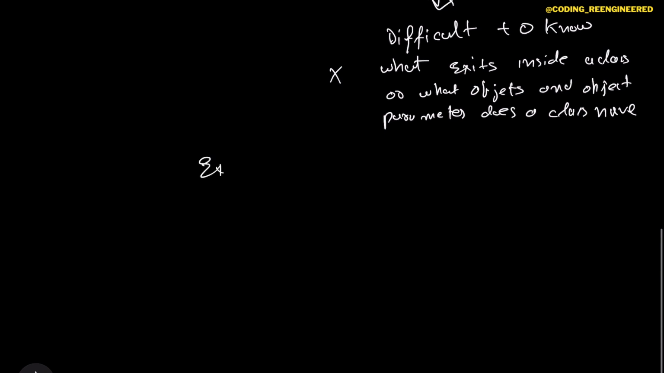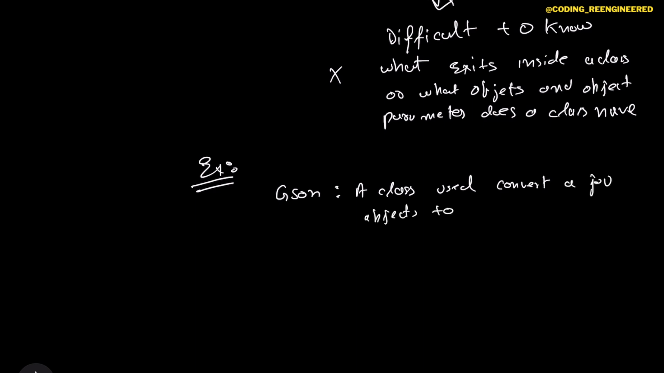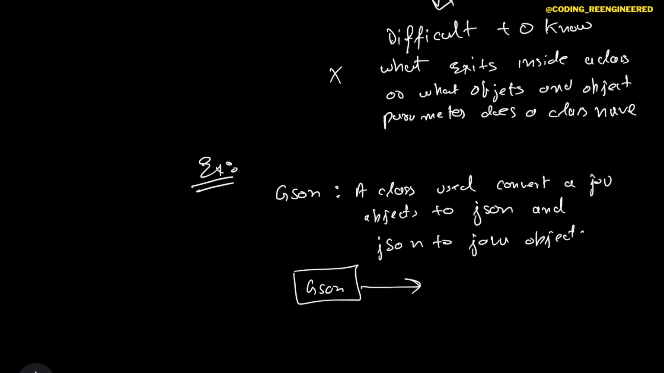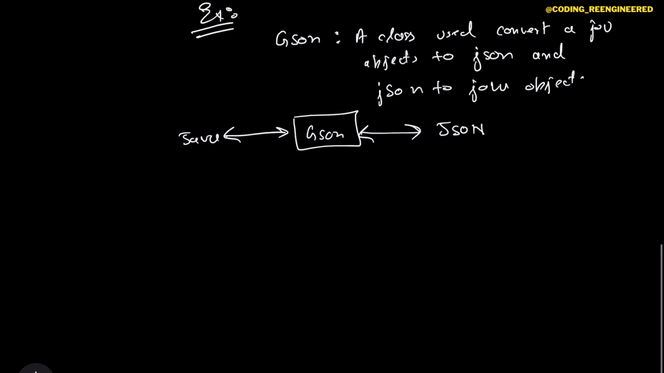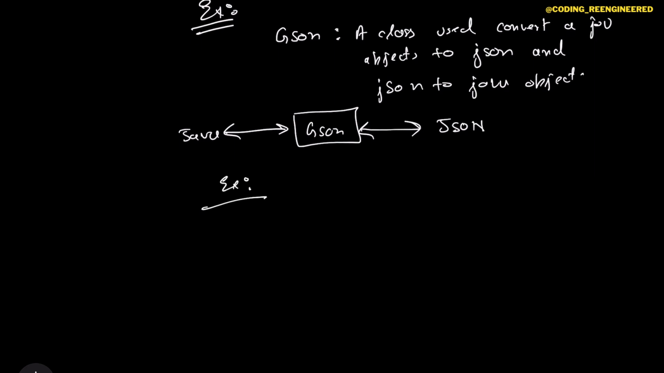Let's see an example. There is a class known as JSON. JSON is a class which is used mostly to convert Java objects to JSON and JSON to Java objects. So let's say here it is JSON and here it is Java. The JSON class is responsible to convert Java to JSON and JSON back to Java. Let's create a small example, maybe a snippet that will explain what I want to say.